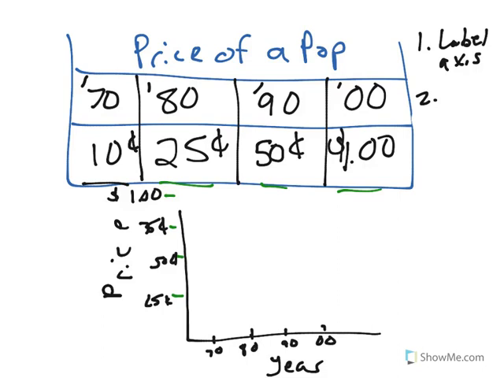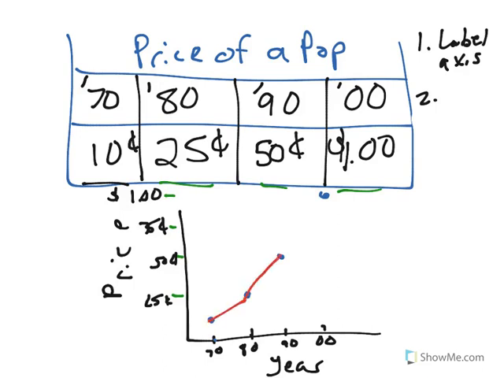So then you're going to mark a point for each one. So I'm going to go to 70, and it was 10 cents. So 10 cents would have been right about there. In 80, it was exactly 25 cents. I'm going to go to 25 cents. In 90, it was 50 cents. I'm going to look over here at 50 cents, 90. And in 2000, it was $1. So then I have all my points. And what I'm going to do at the end is I'm going to connect them together.